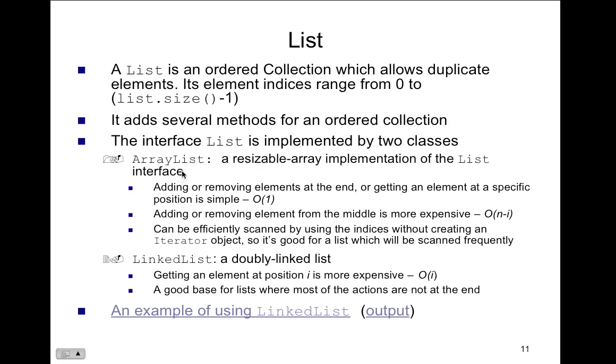So the ArrayList is kind of like the array, except it grows. It's not statically fixed. It's a dynamic array. And the LinkedList has more functionality to it. So in terms of the ArrayList, a resizable array implements the List interface, adding and removing components at the end, getting an element at a specific position. We have all sorts of different methods that we can run on it to give us more functionality than a regular array would. And it can be efficiently scanned by using indices without creating an iterator object.